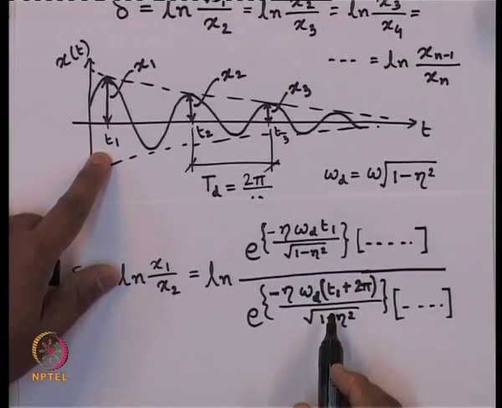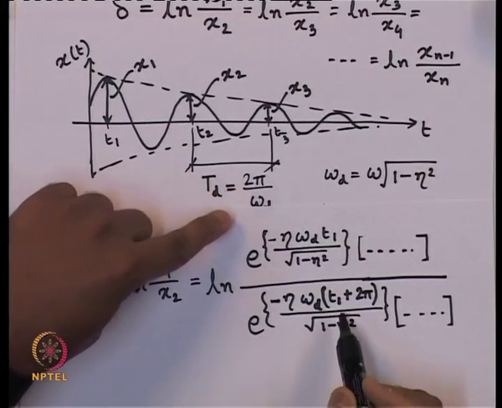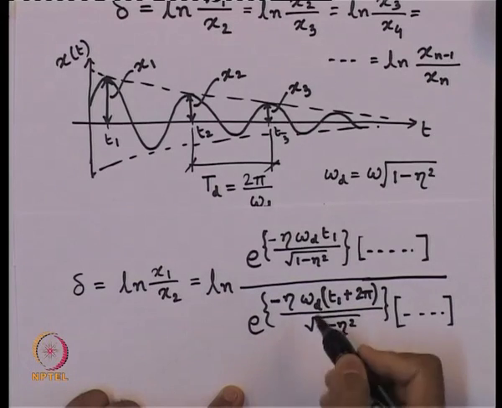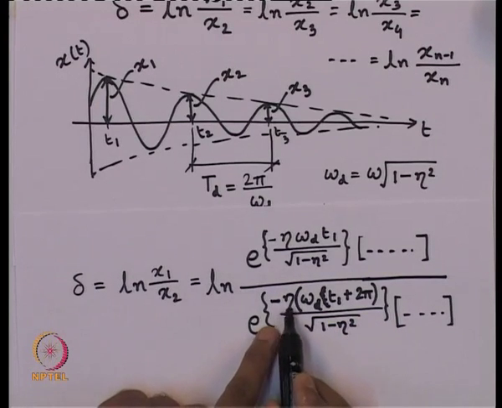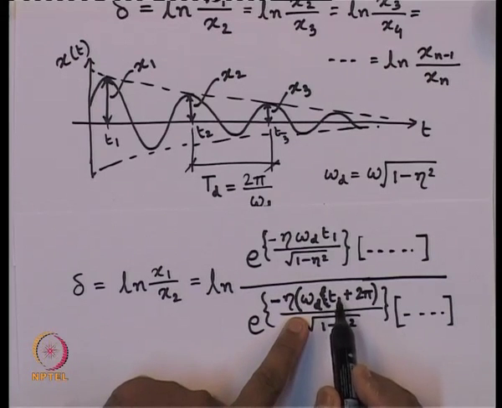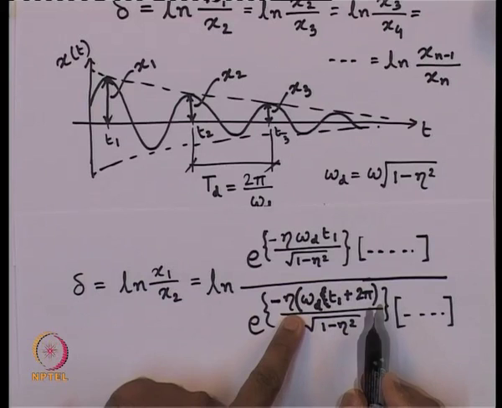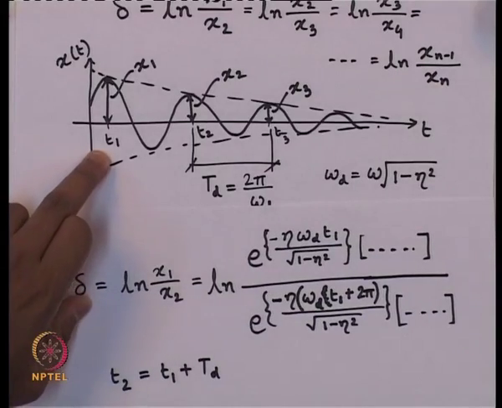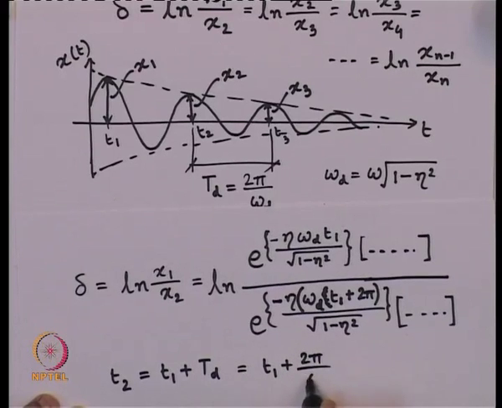Look at here, t2 will be nothing but t1 plus td, t1 plus td. So, 2 pi by omega d. So, the bracket will not be here, the bracket should be here. Now, am I correct? Minus eta omega d times t1 plus 2 pi by omega d. So, it becomes omega d times t1 plus 2 pi, correct? If it is not yet clear, let me put it here. t2 is nothing but t1 plus td. Look at here, t2 is nothing but t1 plus td. That means t1 plus 2 pi by omega d.